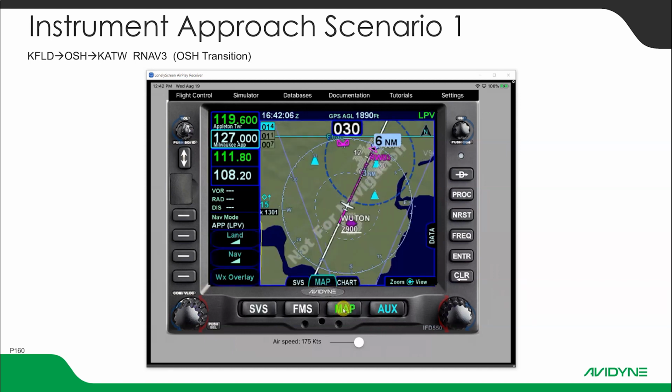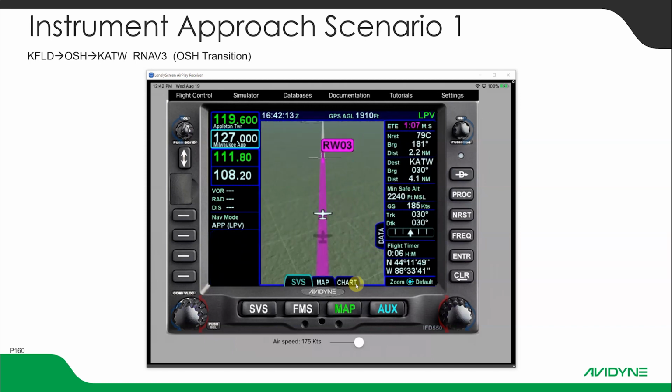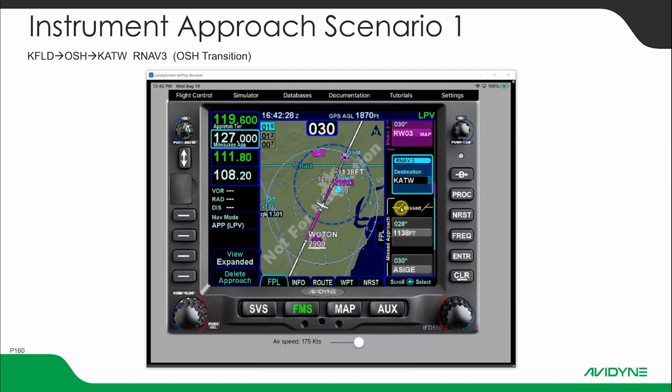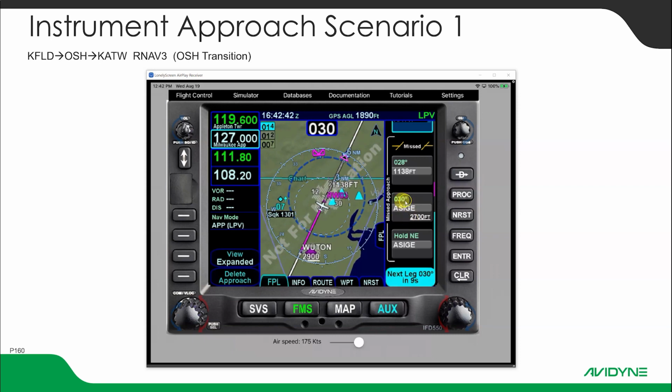If I go back to the map page, you can see coming up on the runway 03 is our missed approach point. When we get to that, it will auto transition to the missed. When we go fly missed, this will switch back to GPS. The FMS will, if I go to FMS page, here's our instructions for the missed right here. So it says we're going to fly 028 to 1133 feet and head for ASIGI at 030. So that's going to be our missed approach fix there.